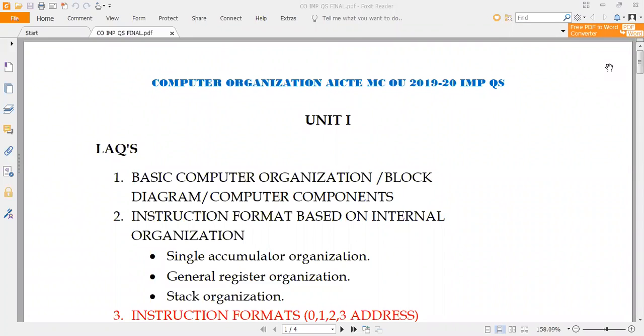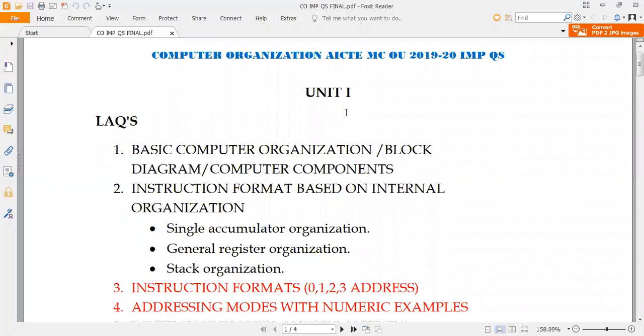Yesterday I discussed the important concepts in unit 4 and unit 5. Today I am going to wind up computer organization, the first, second, and third units, with all the important concepts. Are you able to see the screen? Yes, sir.